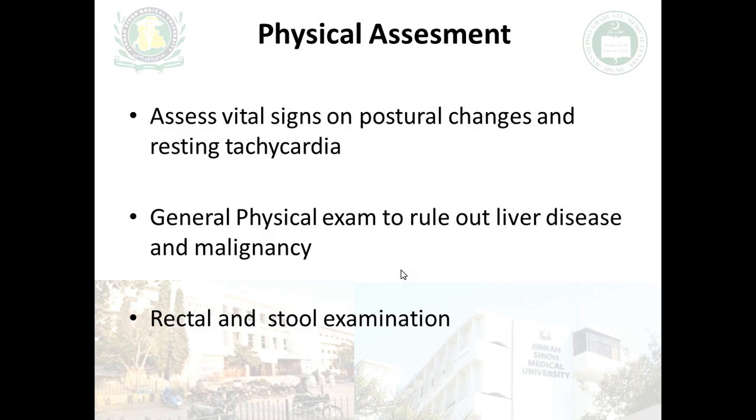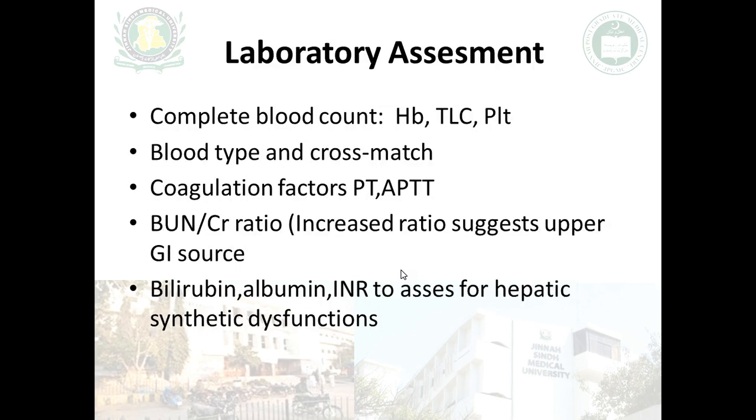If a patient presents with painless bleeding and it is small in quantity, and on stool examination and rectal examination you can easily find out the patient is having hemorrhoids. After doing the physical examination, narrow down your differential diagnosis and then go for the laboratory assessment.